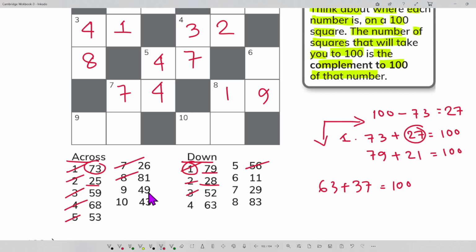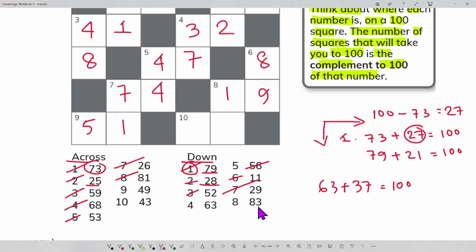Number 9, 49. So we need 51. Where is number 9? So 51. Number 6, 11. So 11, it means we need what? 89. So 8, already 9 we have. Then number 7, in down 29. So we need what? 71. Already 71 we have.